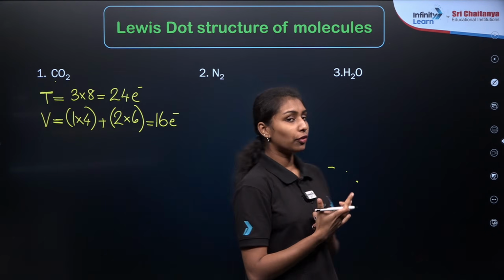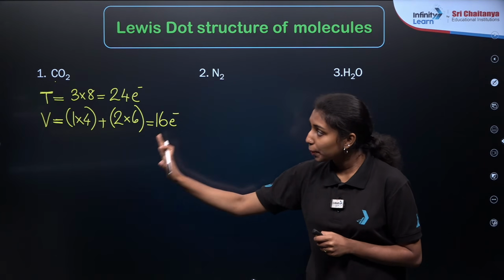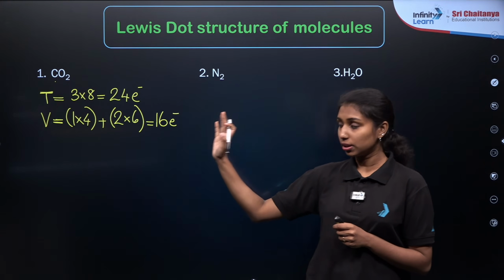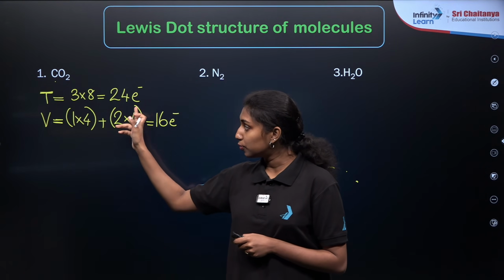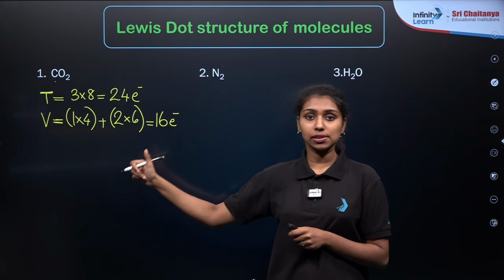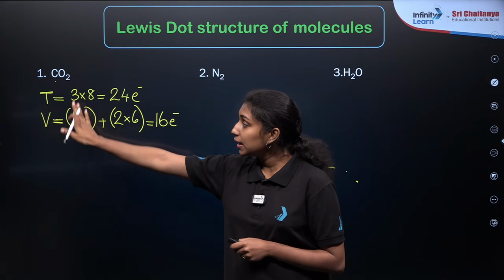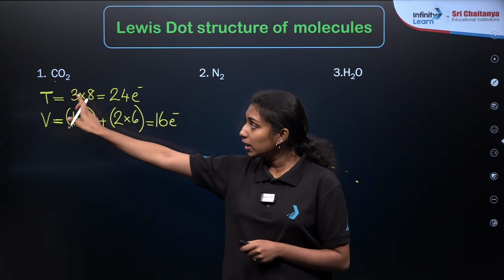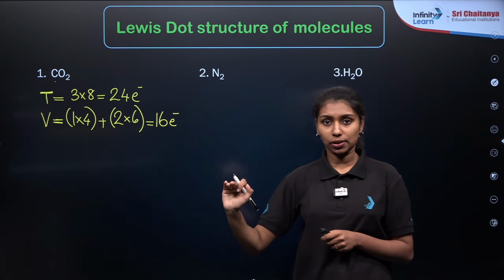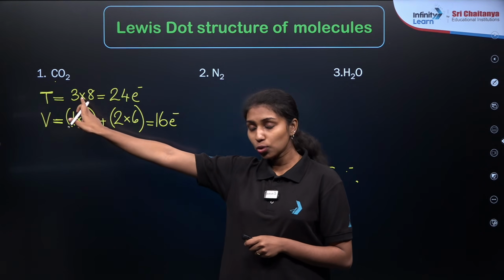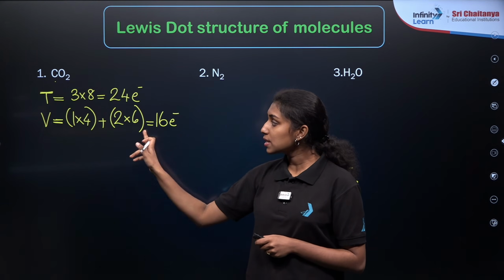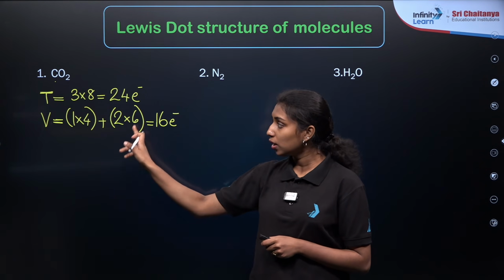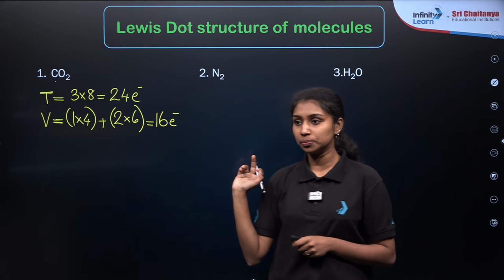First step, we need to identify the total number of electrons, assuming that they contain 8 electrons, the octet rule. So 3 into 8, 24. Then we need to identify the total number of valence electrons in the case of combining atoms. In the carbon dioxide molecule, carbon and oxygen are the atoms. One carbon atom contains 4 valence electrons, that is 1 into 4. Then 2 oxygen atoms contain 2 into 6, 12 valence electrons. So total 12 plus 4 is equal to 16 electrons.